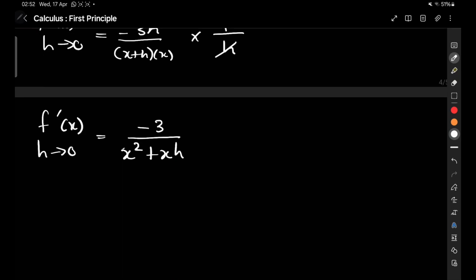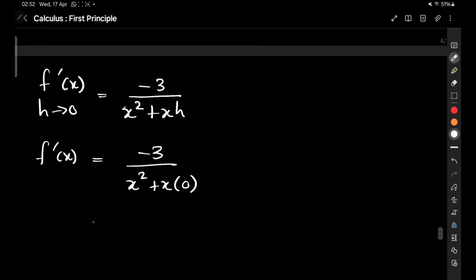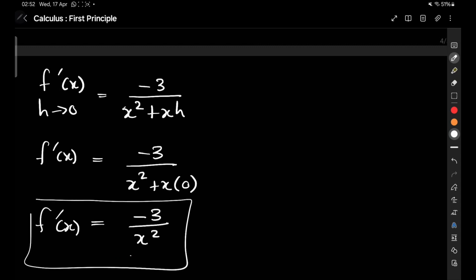So the last step is where we substitute, and if we substitute that, we're going to have minus 3 all over x squared plus hx, and we substitute 0 as our h. So our final answer will be minus 3 over x squared. So the derivative, it's not even the average general gradient, it's the gradient at a point. The formula for that is this over here.